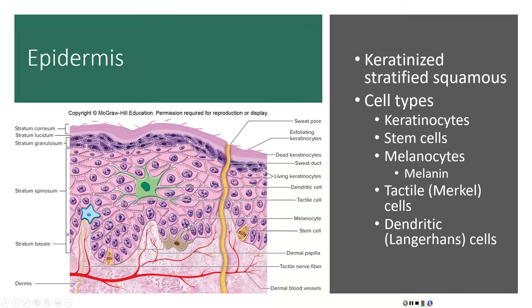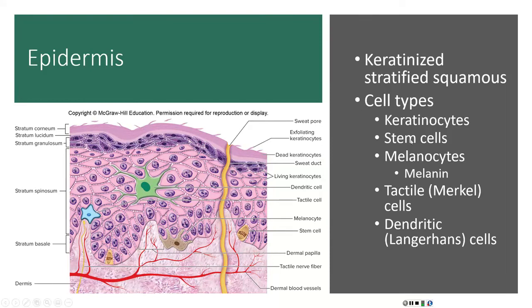But there are some various types of cells. Most of them, by far most of them, are cells called keratinocytes. Cyte at the end of a word just means cell. So really this is a keratin cell, or a cell that makes keratin. Most of these cells are keratinocytes.